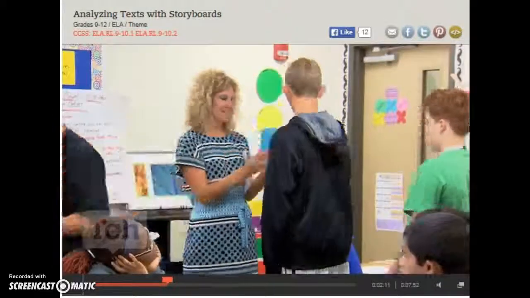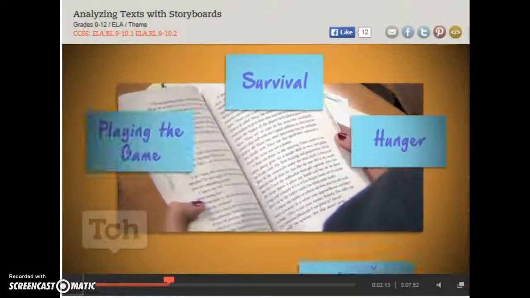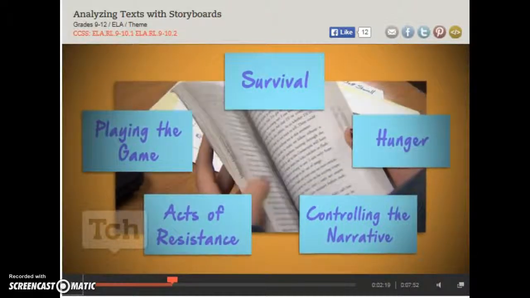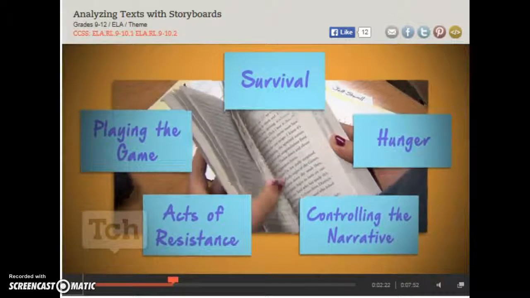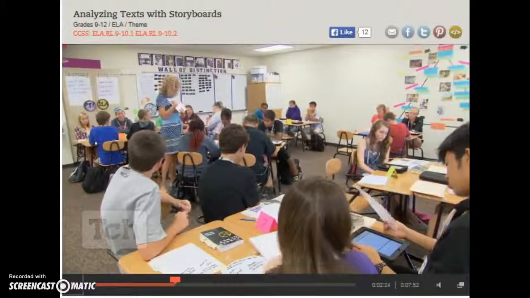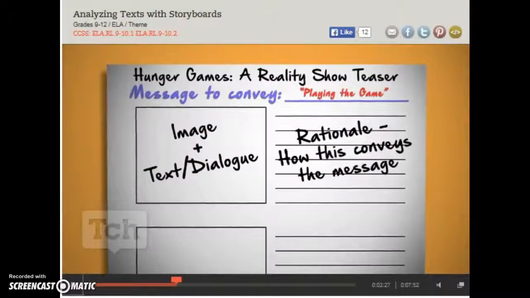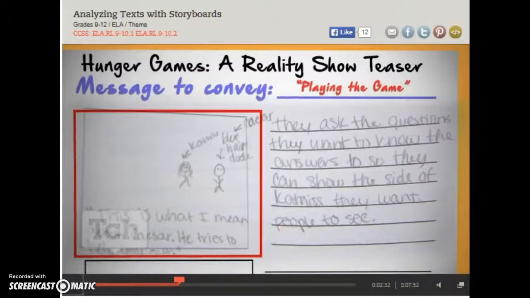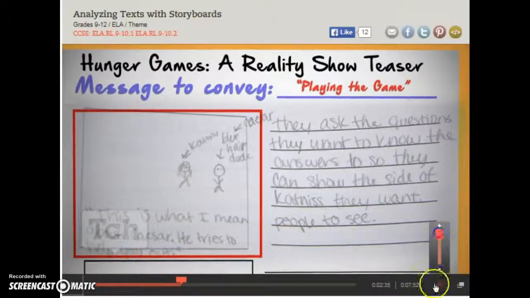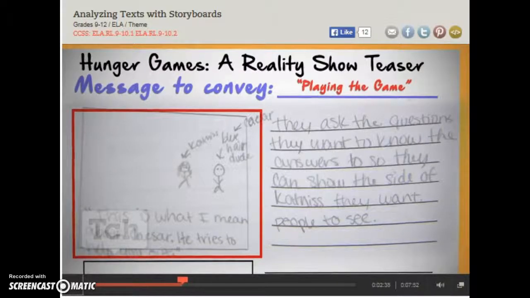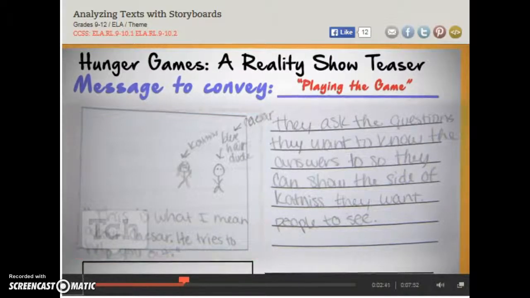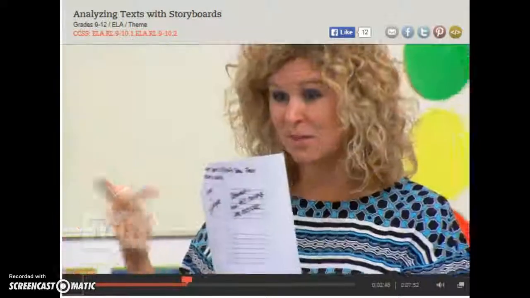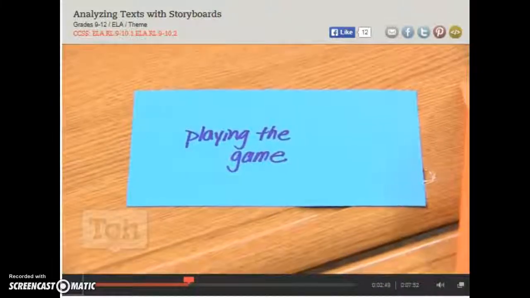Then you're going to show the rationale of the messages. Here she's passing out the messages to the classroom. Survival, hunger, playing the game, acts of resistance, and so forth. And so the students will pick from these and then take things out of the book and relate them to it, proving that they understand the message that it's conveying. It's going to be dialogue or lines from the actual book. I want to know how these words and that image that you've chosen help convey the message that your table is challenged to convey.